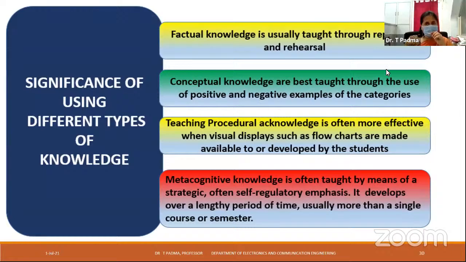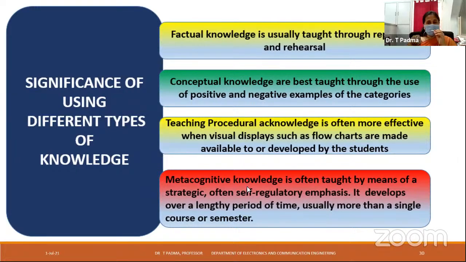So, let us just recollect the significance of using these different types of knowledge. The factual knowledge is usually taught through repetition and rehearsal. We are able to get the factual knowledge that way. And the conceptual knowledge is best taught by using positive and negative examples for the categories. The procedural knowledge we can apply more effectively by using visual displays like flowcharts, etc., which are made available or which can be developed by the students, which will aid the procedural knowledge.